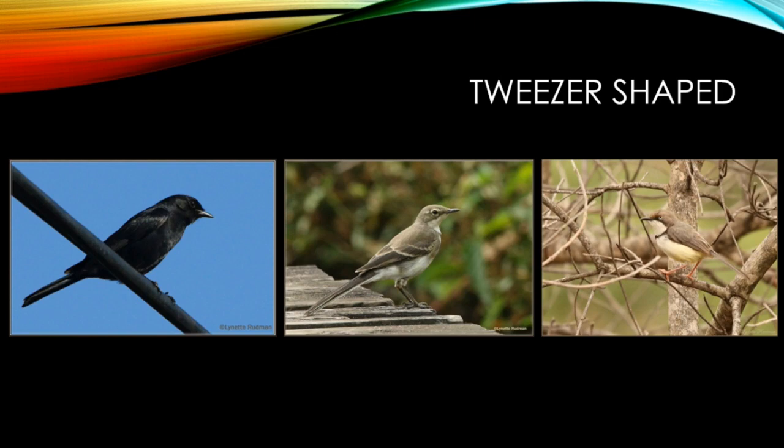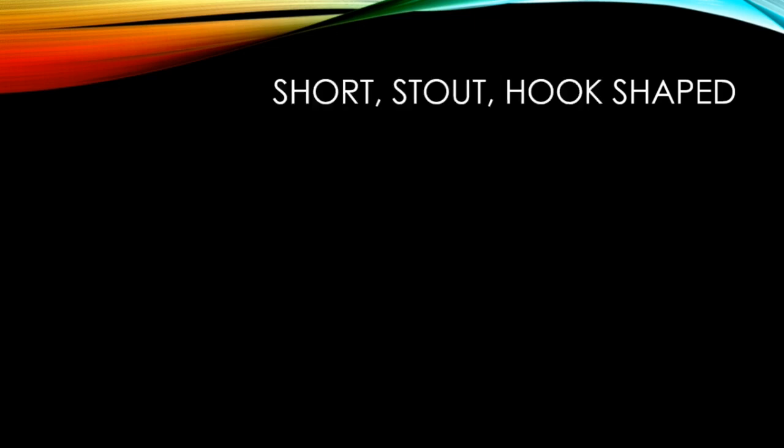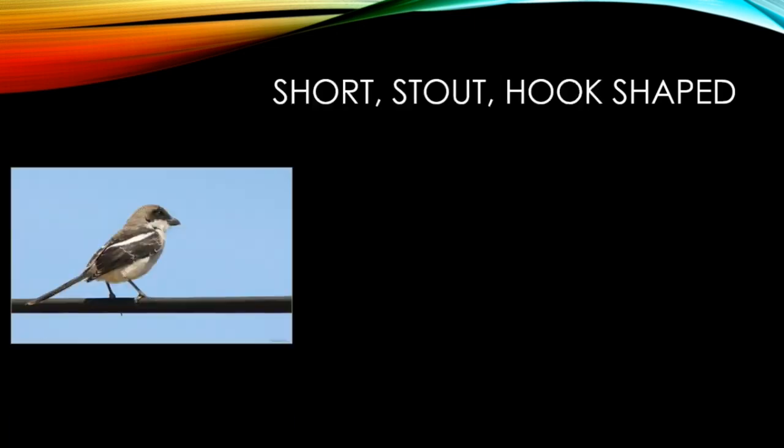So short, stout, hook-shaped beaks. So they tend to be birds that are catching slightly bigger insects or even smaller creatures like mice. They have a much heavier bill with a very characteristic hook on the tip. As you can see there, they all have that tiny little hook on the tip of their beak.